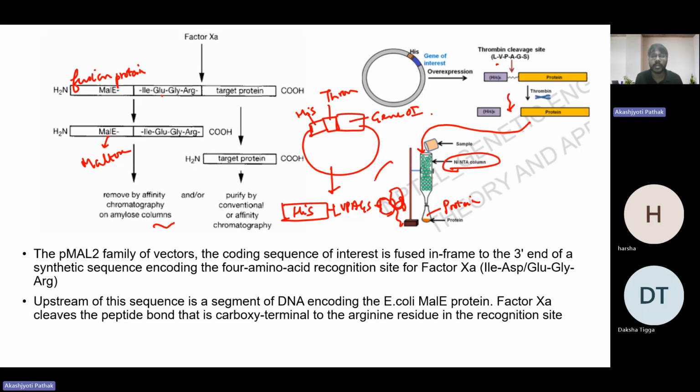Now, once you add this thrombin, this will get cut. This thrombin will cut this sequence. And now you have to do a purification again so that you can separate this histidine tag from your protein of interest. Once you load it in the nickel NTA column, your histidine tag will remain bound to your column, but your protein will get eluted, and now you can use this protein and go for further steps.